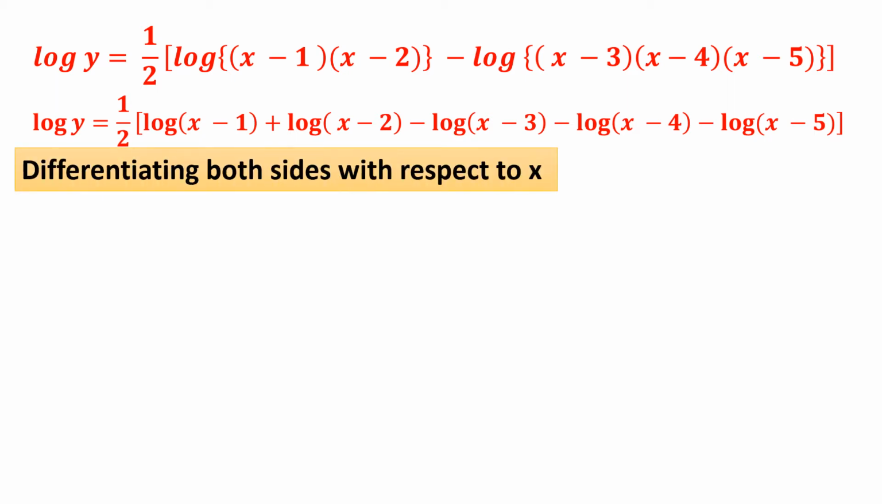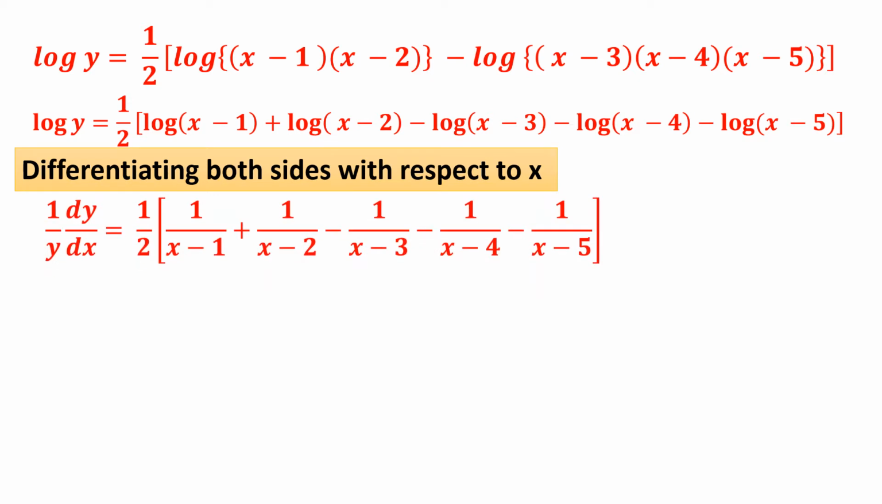Now you are ready for differentiation, because we have simplified it using the properties of logarithms. 1 by y into dy by dx equals half into, very simple, log of (x minus 1) differentiation is 1 by (x minus 1). Again, when you differentiate x minus 1 you will get 1, therefore no need to write. Similarly, differentiation of log (x minus 2) is 1 upon (x minus 2). Differentiation of log (x minus 3), 1 upon (x minus 3). Differentiation of log (x minus 4), 1 upon (x minus 4). Differentiation of log (x minus 5), 1 upon (x minus 5).